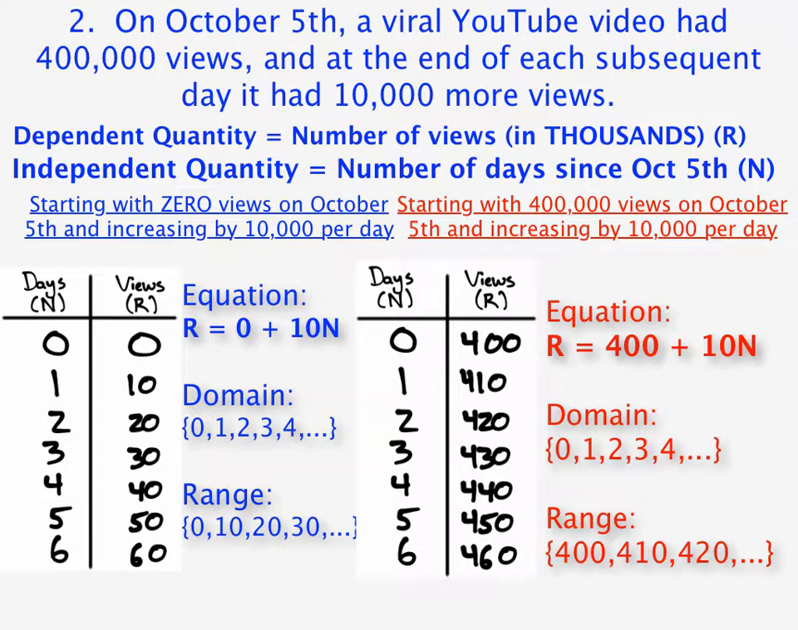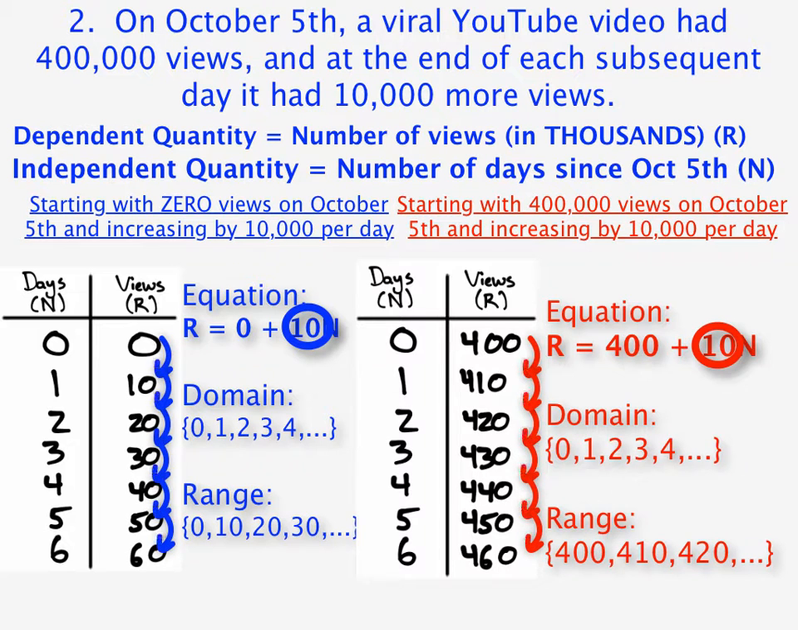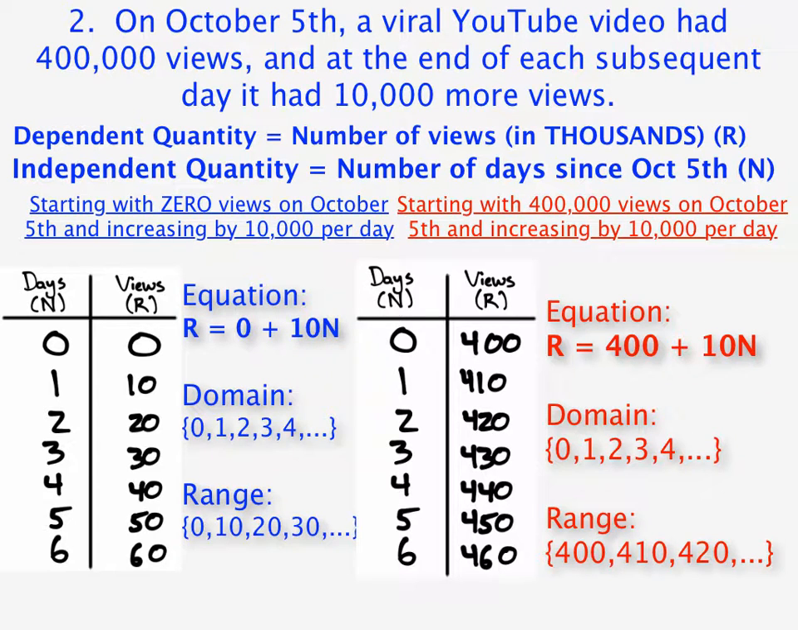Alright, so the difference here is that we're starting with 400,000 views on October 5th. Now note, we're increasing by the exact same amount as before. That's why this 10 remains the same in each of these two equations. Again, I'd like to quickly dissect this second equation that we just came up with.